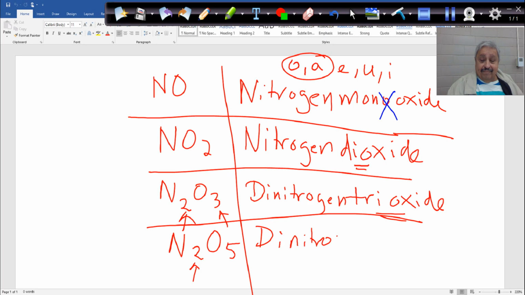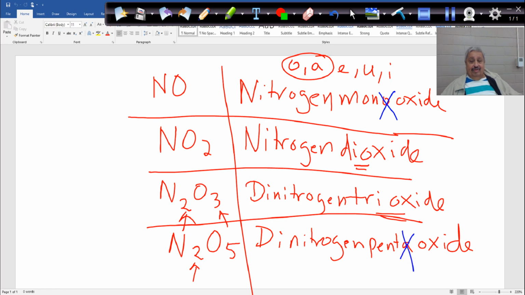Dinitrogen. Now we have a problem. Pentaoxide, and then pause. Even the sound of it is very funny, correct? Then we have to get rid of the vowel of the number. So pentoxide. Always remember, whenever you have these two vowels, you have to get rid of them just to make the pronunciation easier.